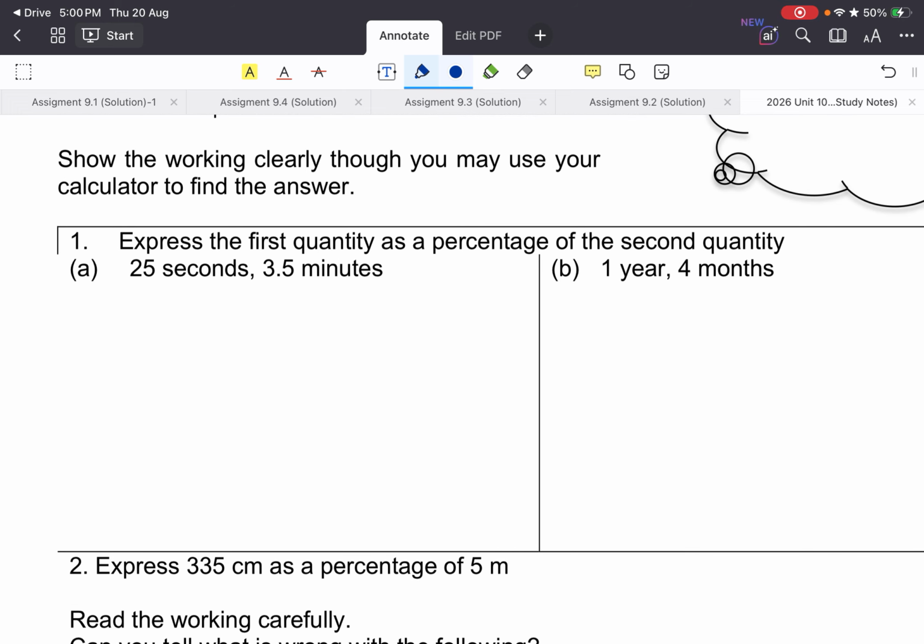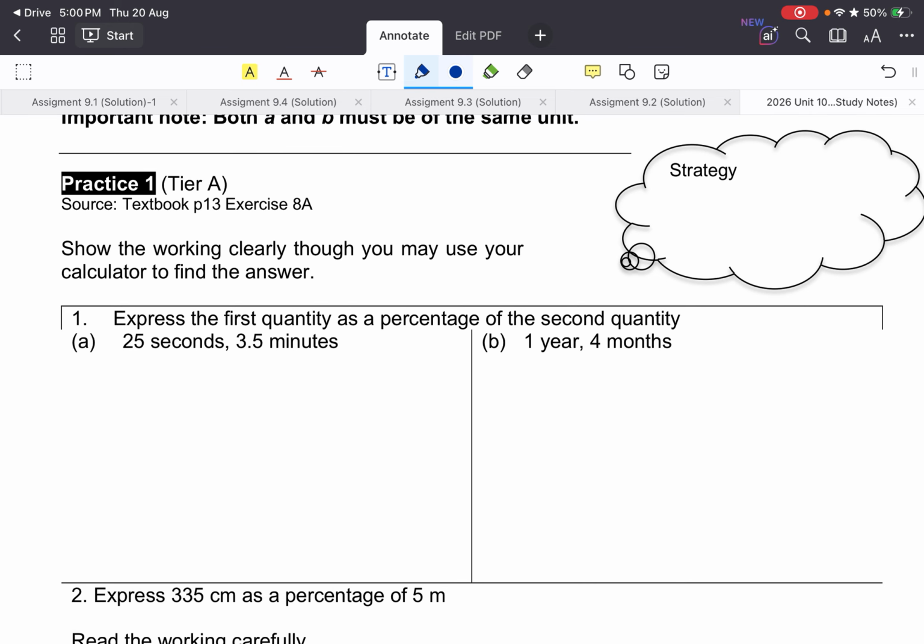Okay. So some things we need to take note of first, right? Because the units are different. So I need to actually make the unit equivalent first, right? So the strategy here is to make them the same unit, right? So I can either convert the seconds to minutes or minutes to seconds. It works either way, right?